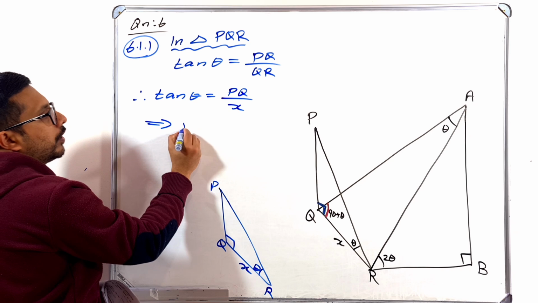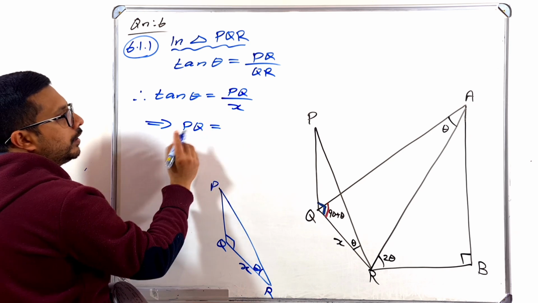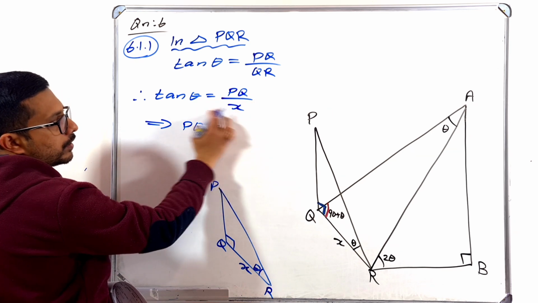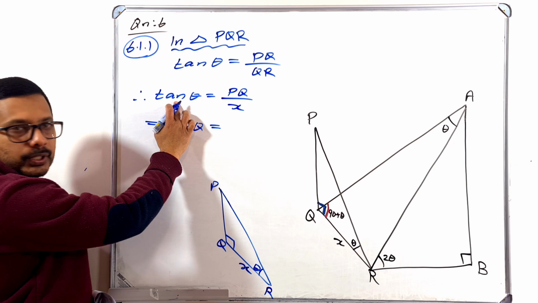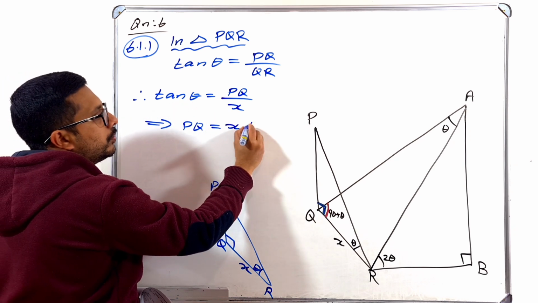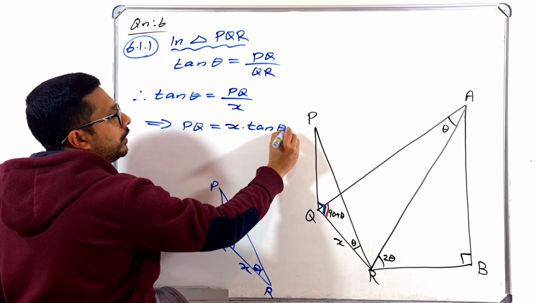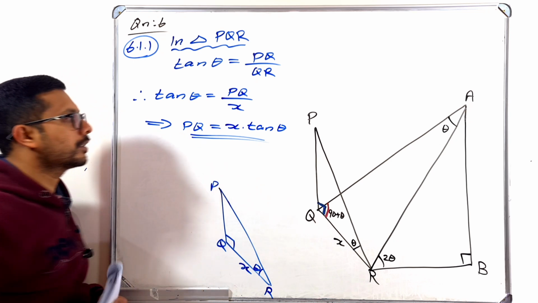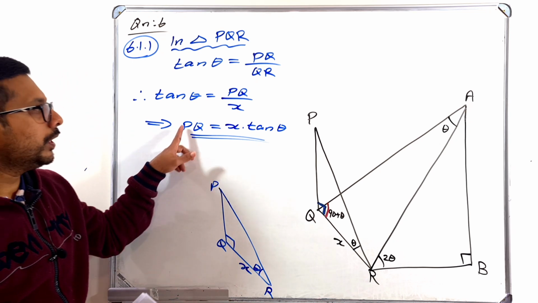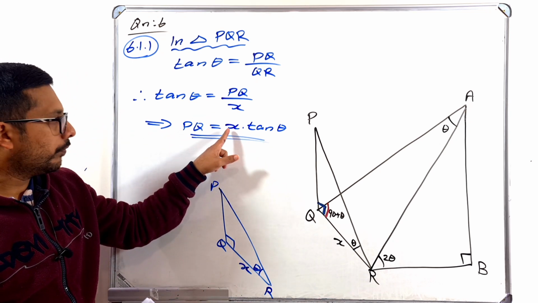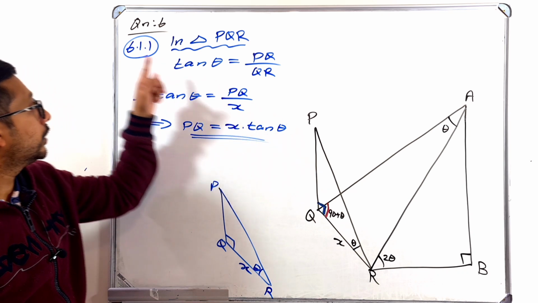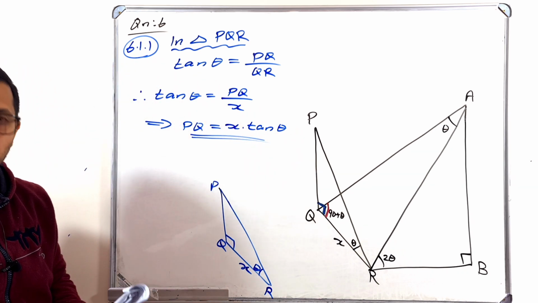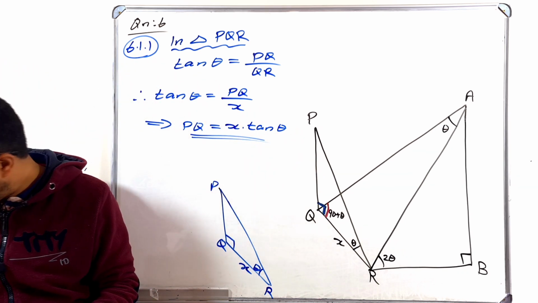So from there, what is PQ or QP? This x you have to multiply with this one, cross multiplication. So it is x into tan theta, and that is the answer. You can see QP or PQ in terms of x and theta. So that is question number 6.1.1. Now 6.1.2.